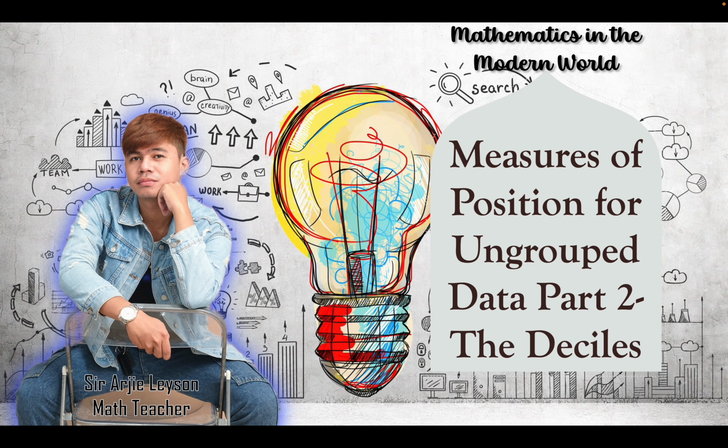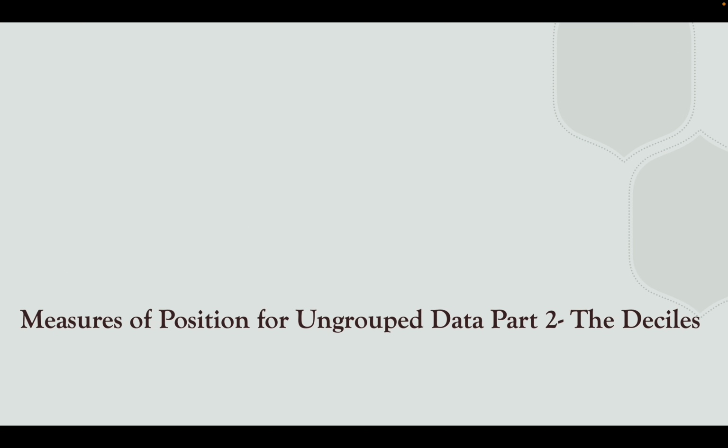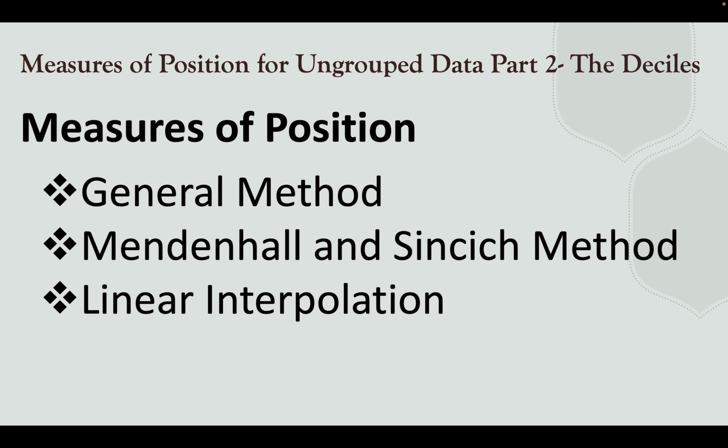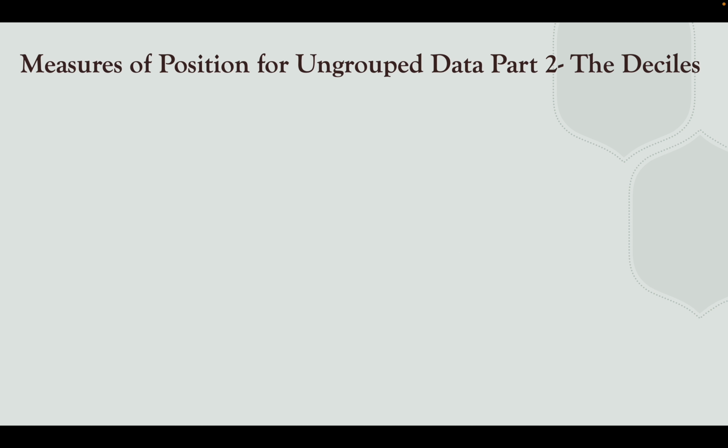In this video, we will discuss all about measures of position for ungrouped data, part 2, the deciles. So we've already discussed what the measures of position are: the measure by which the position of the data is determined through its value. There are three ways to solve the measures of position: the general method, the Mendenhall and Sincich's method, and linear interpolation. But here we will focus on the Mendenhall and Sincich's method and linear interpolation.